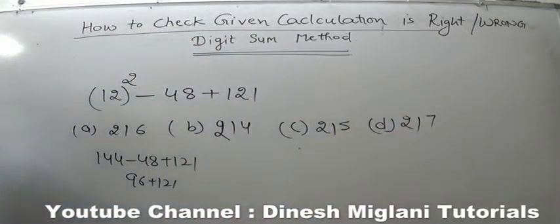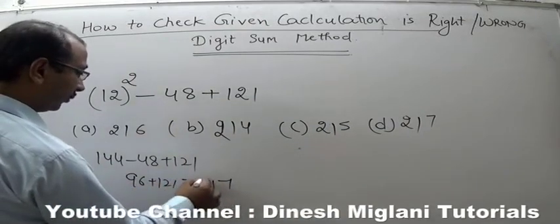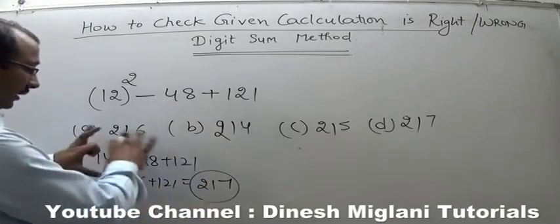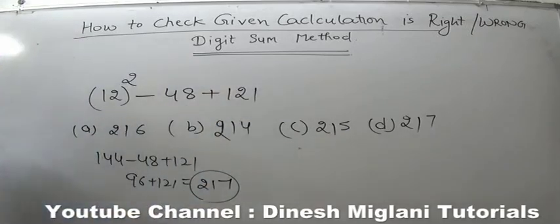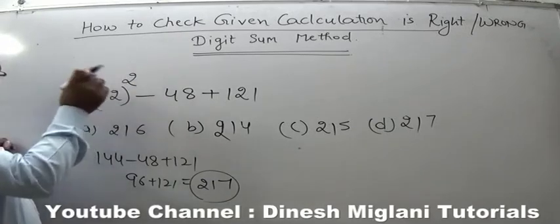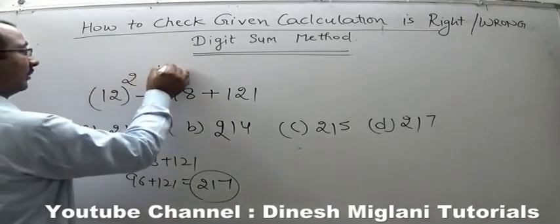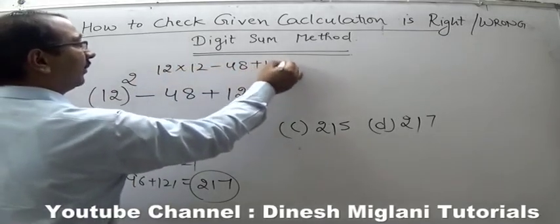After finding my answer, I am getting the sum to be 217. Now if you simplify it, you may say the answer is 217. But what I am trying to tell you is that without calculating this, we try to apply the digit sum method. How? 1 plus 2 is 3, because I have to make the square, which means 3 into 3. If I take it as 12 square, it is 12 into 12 minus 48 plus 121.